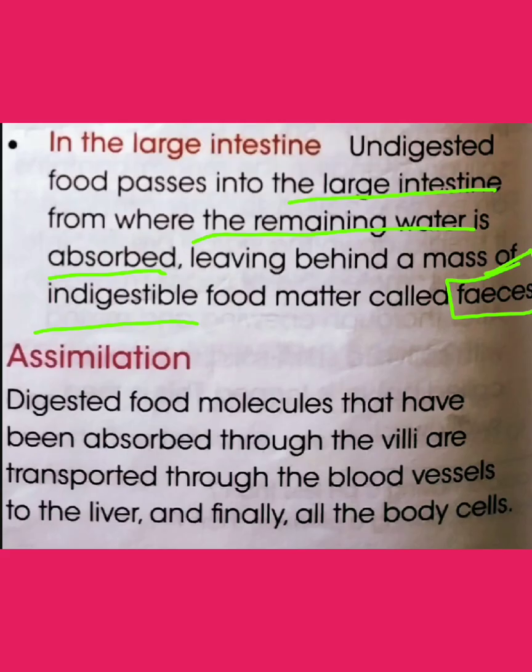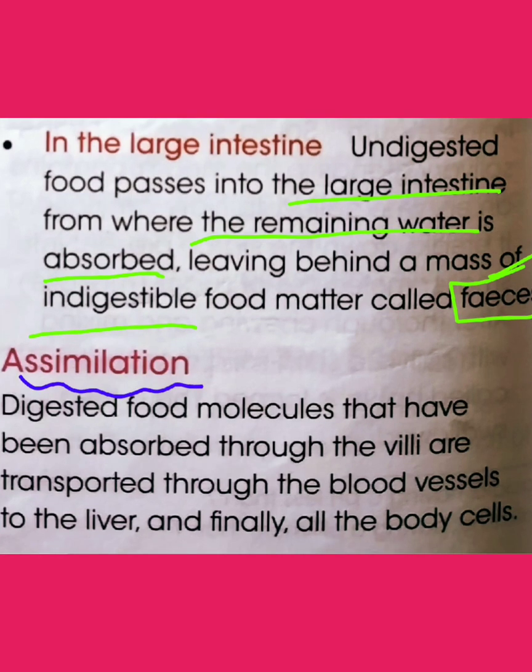The next step is assimilation. So what happens to the digested food that passes through the villi? The digested food molecules that have been absorbed through the villi are transported through the blood vessels to the liver, and finally to all the body cells, meaning it goes to each and every part of the body through blood vessels. They are utilized for building new protoplasm, for producing energy and for repair. And this process is called assimilation.